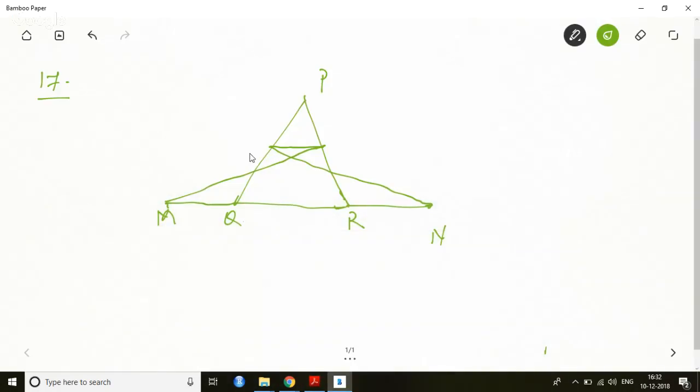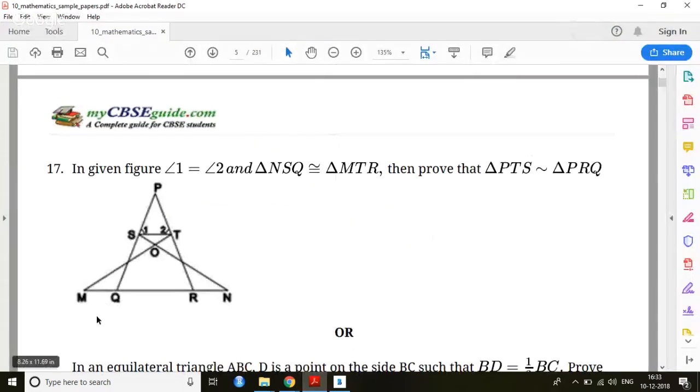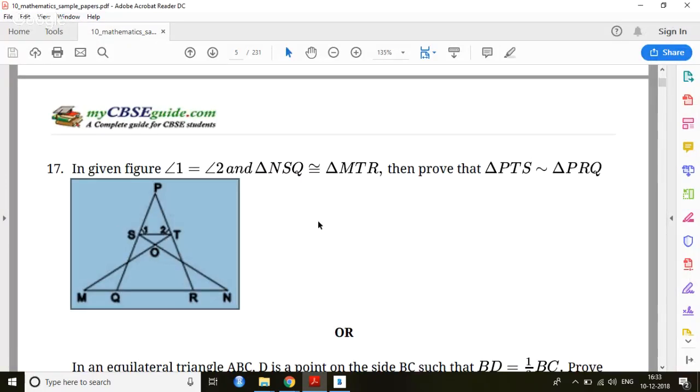This is ST. So this is angle 1, this is angle 2, and it has been given that angle 1 is equal to angle 2. Now what do I have to prove? I have to prove that PTS, so where is PTS? This is the sign of congruency and this is the sign of similarity. Congruency means angles are the same, the ratio of corresponding sides is 1, everything over here. Here I have to prove PRQ. Okay, great. So PTS, PRQ.